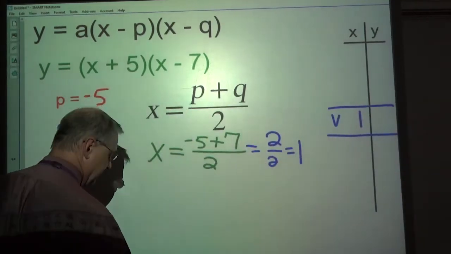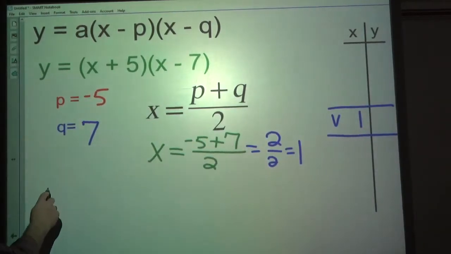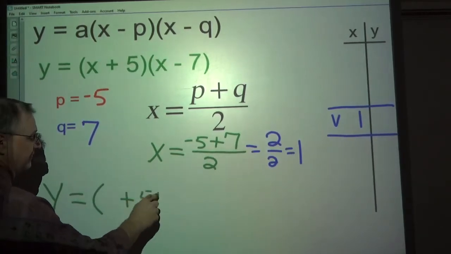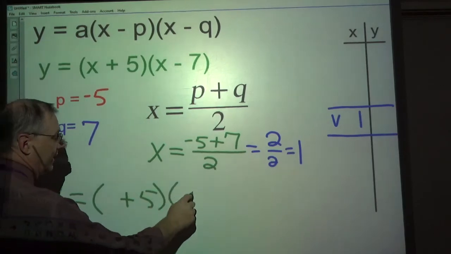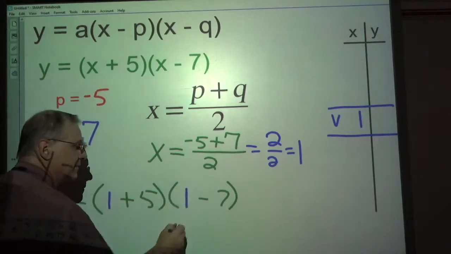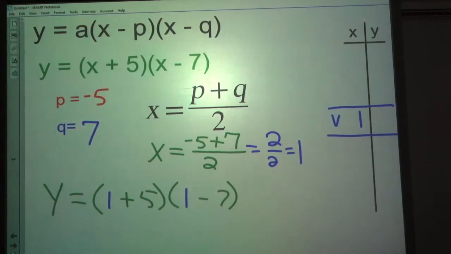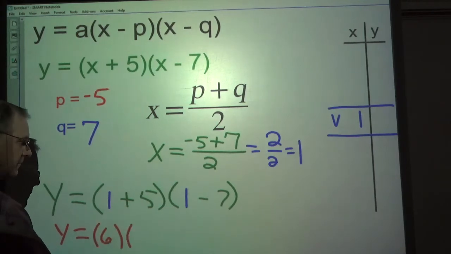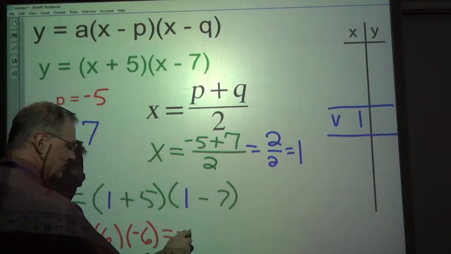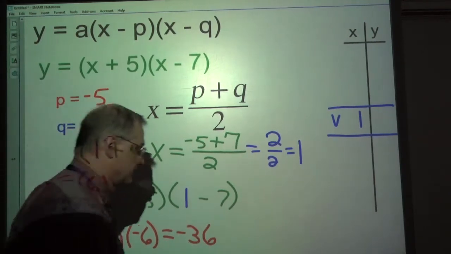The y value of the vertex, we're going to plug back in. Y equals x plus 5, x minus 7. And I'm plugging that 1 from the x value of the vertex back in so that I can find the y value. Y equals 1 plus 5 is 6. 1 minus 7 is negative 6. Answer, negative 36.